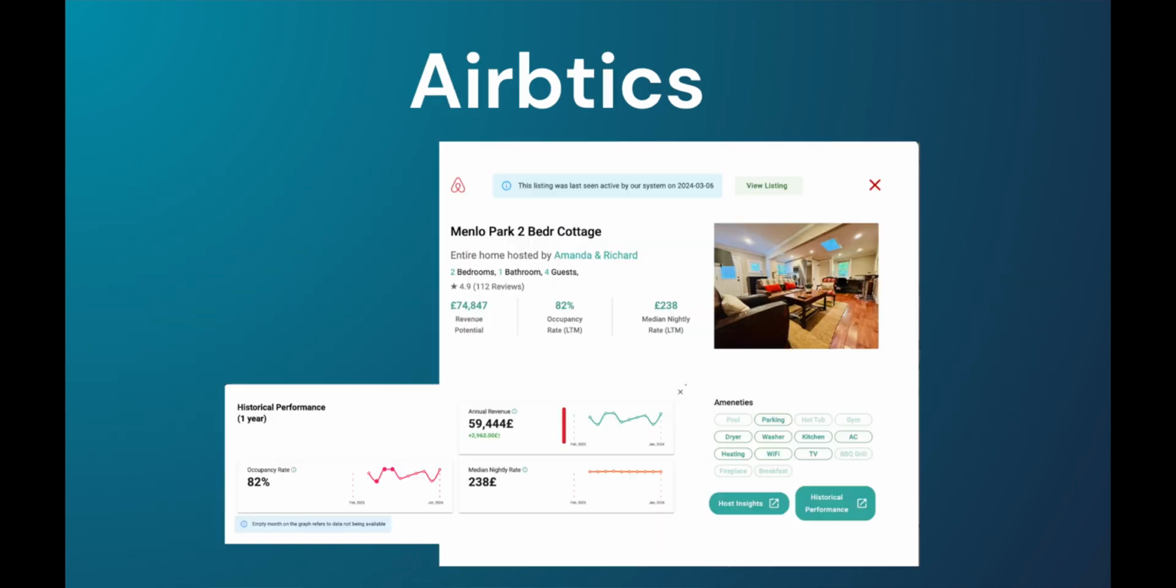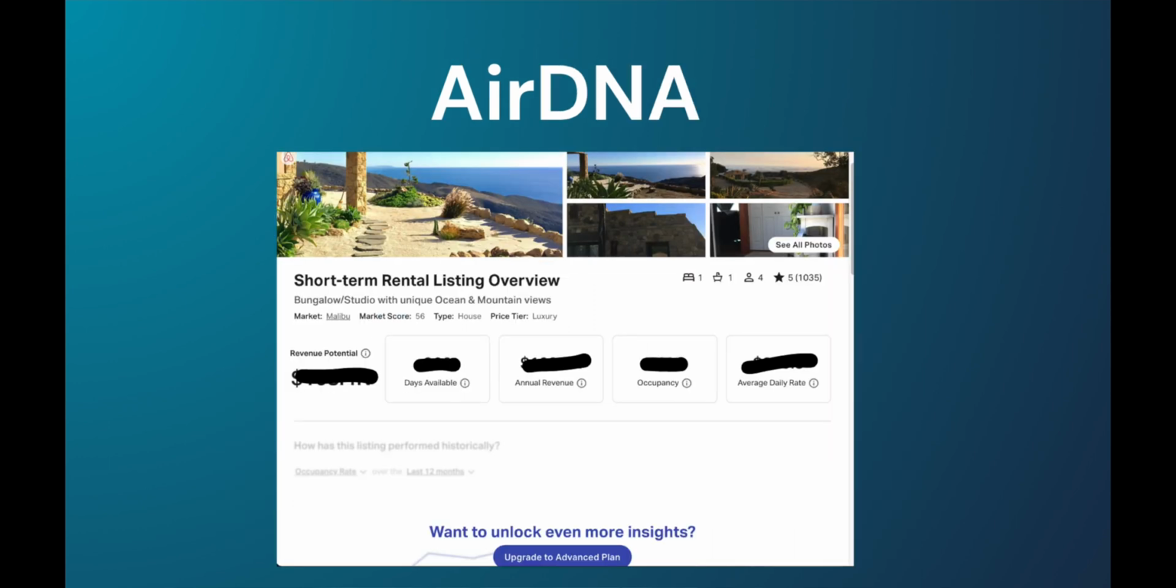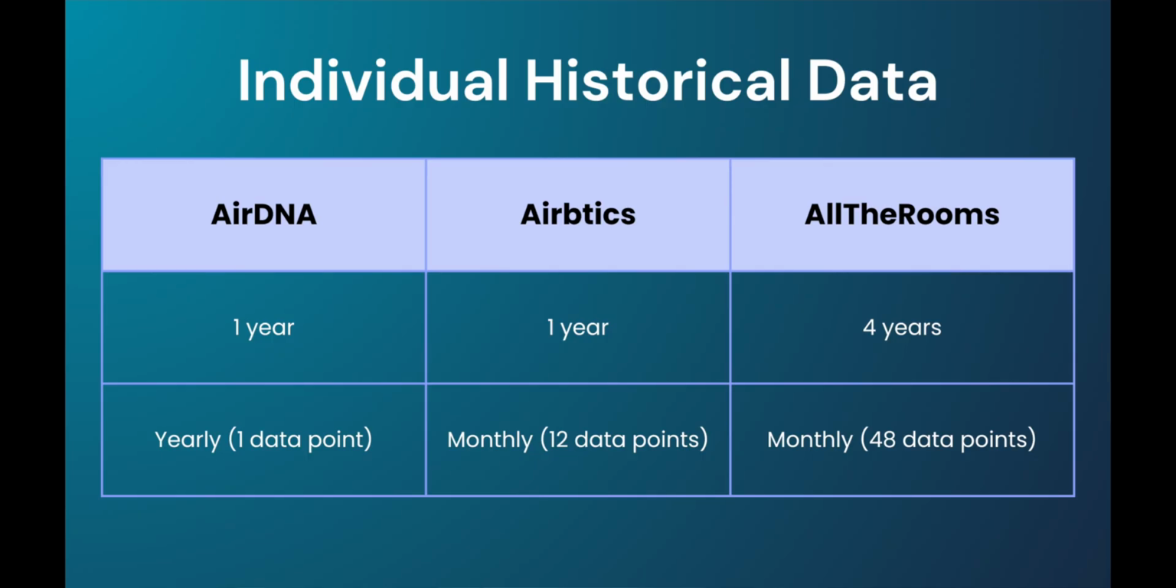So you will see how much they exactly made last month or even last year June, at that kind of level. But AirDNA only shows the last 12 months average data for their $360 annual plan. So this is actually pretty bad. AllTheRooms shows up to 4 years of historical performance data, and Airbtics shows only 1 year, and AirDNA only shows 1 year, last 12 months, but aggregated data.